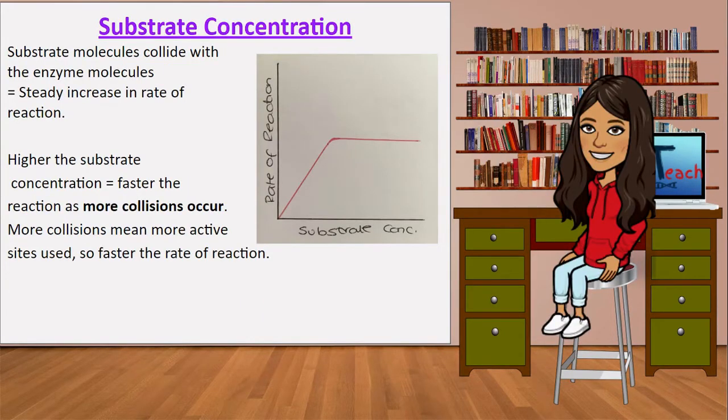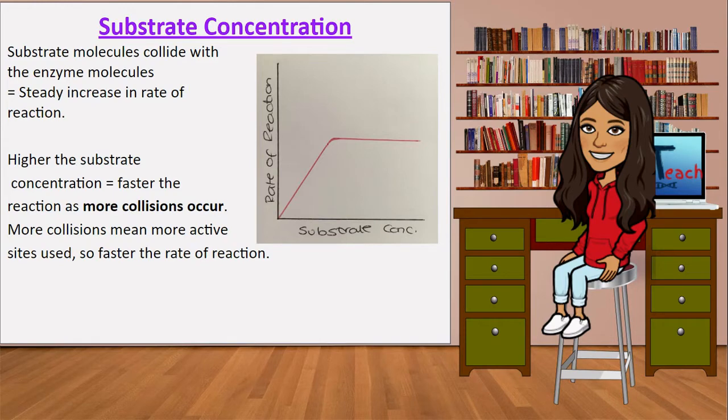The next factor to look at is substrate concentration. We already know substrate molecules collide with enzyme molecules, and so there is a steady increase in the rate of reaction, as is shown in the graph on your screen now. The higher the substrate concentration, the more collisions occur, so the faster the rate of reaction.